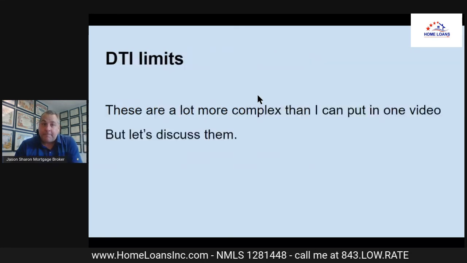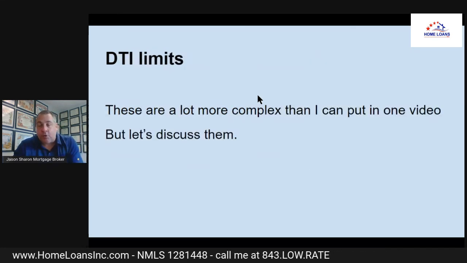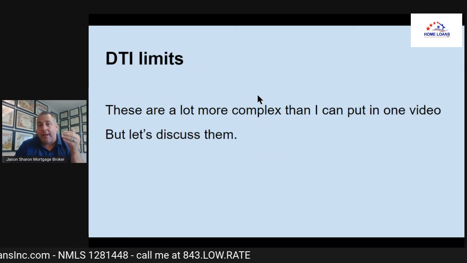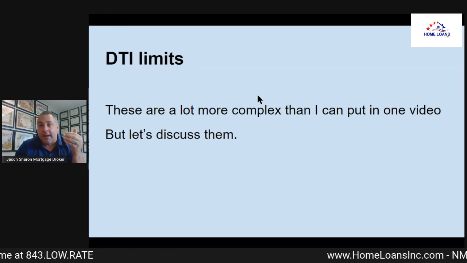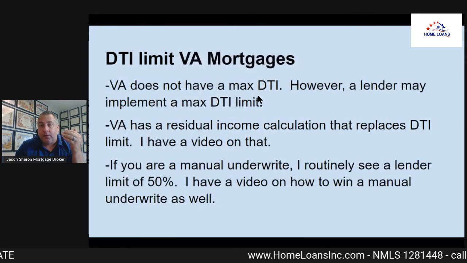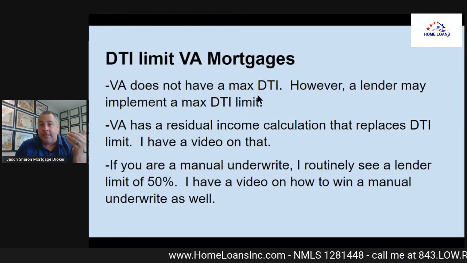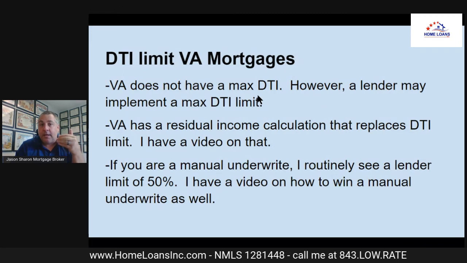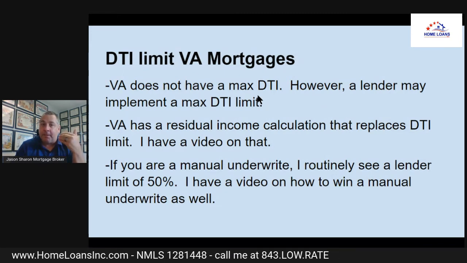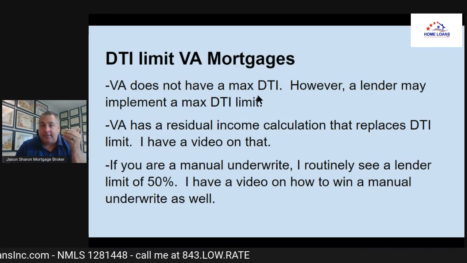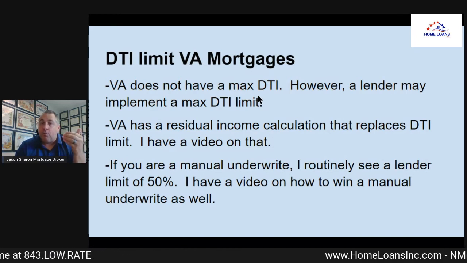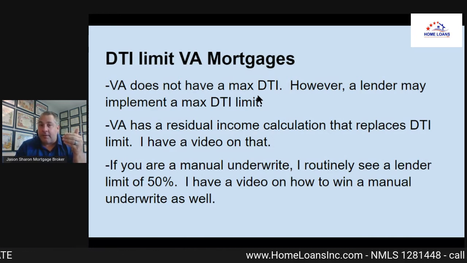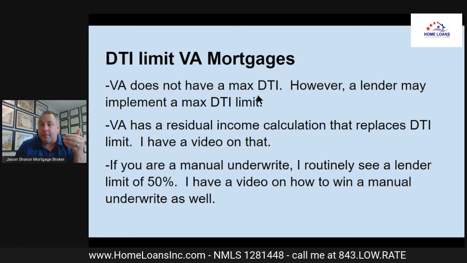We'll talk about that. Debt to income ratio limits are very complex. There's no way I could cover them all in a simple video, but we'll have some high level discussion of them. So, on a VA mortgage, there is no debt to income ratio limit. A lender may implement a max DTI limit, but the VA guidelines have no max debt to income ratio limit. VA does have a residual income limit, which I cover in another video in this channel, which is very, very informative on how to understand residual income limits.